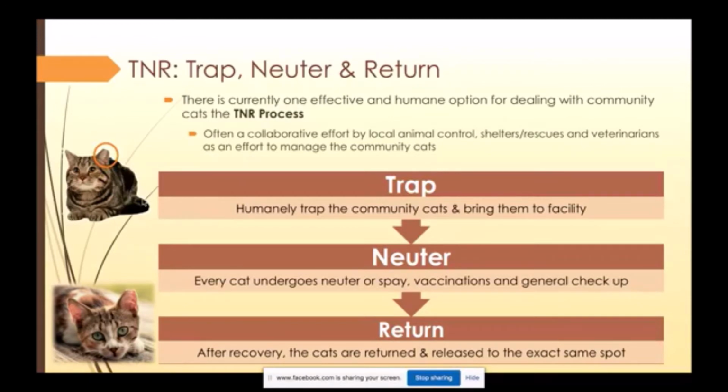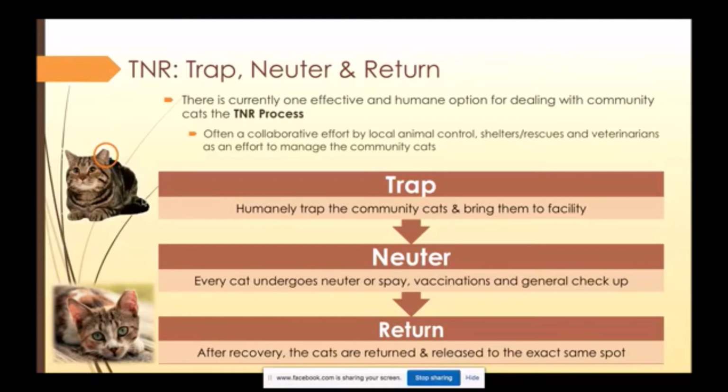So after they recover and, before I forget, let's talk about the pictures. So after they get neutered, they're under anesthesia while they get the surgery. The veterinarian will clip part of their ear. So that's what you see in the 2 pictures on the left there. Obviously, feral cats aren't someone's pet, but it's still important to know that they've been through this process.